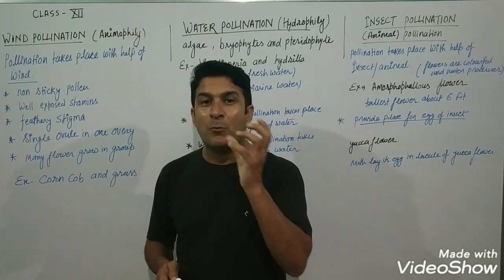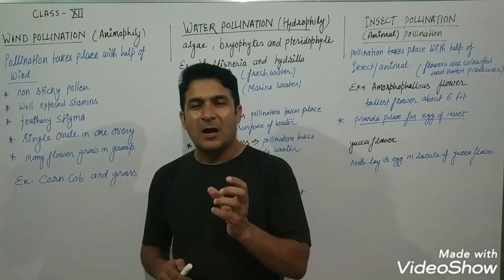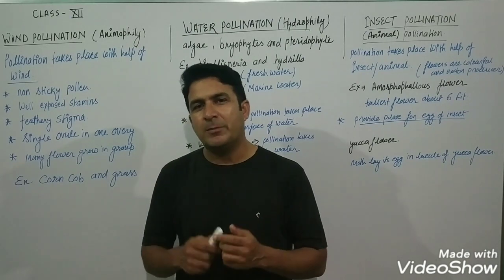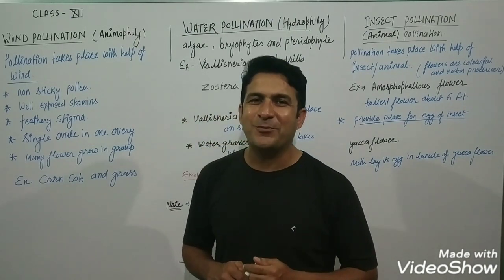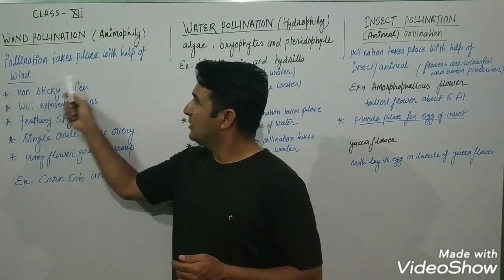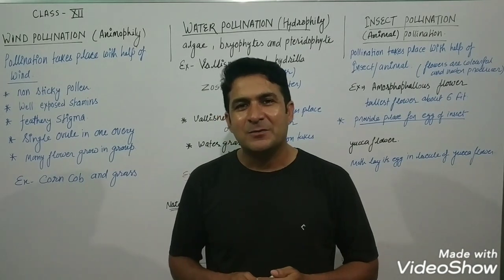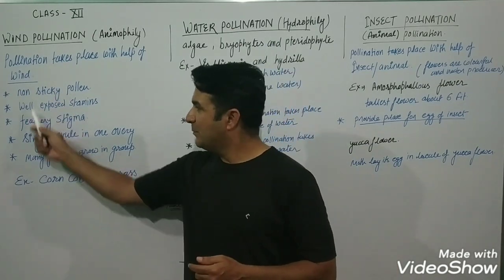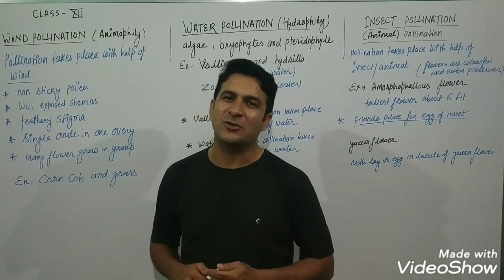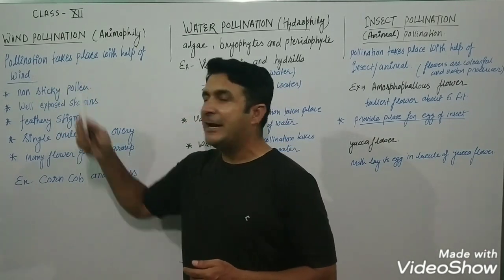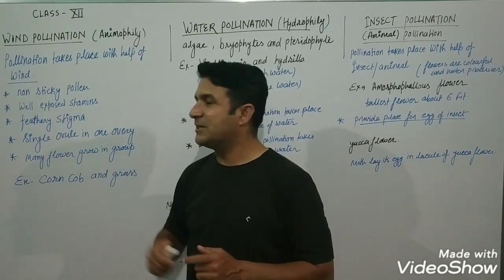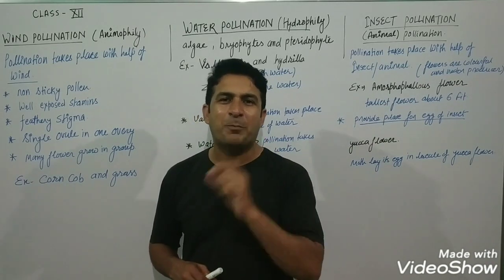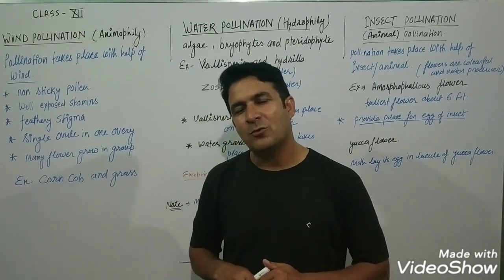It is very important to understand that in wind pollination, pollen grains are modified by a developing mechanism inside the anther, which makes them very suitable to be transferred by wind, right? Many more modifications are there which make wind pollination comfortable. What are these modifications? Some modifications I have written here. Let's discuss them one by one. First of all, the wind-pollinating pollen should be non-sticky. This non-sticky nature makes it perfect to travel with the help of wind, right?